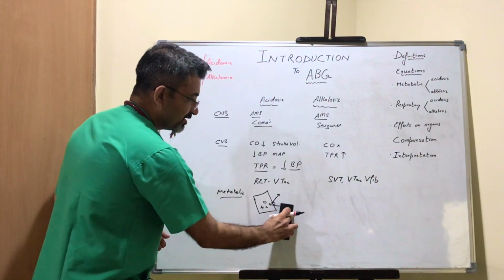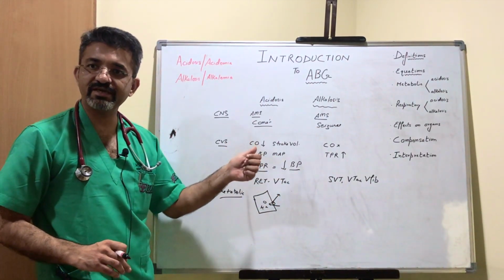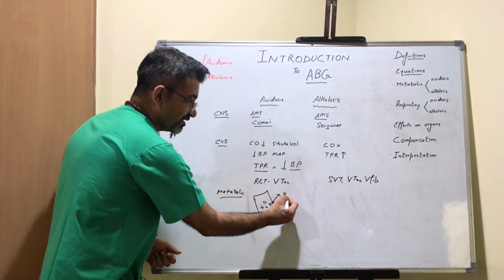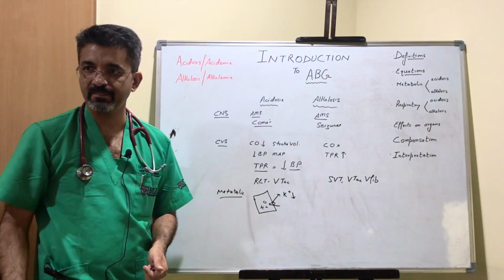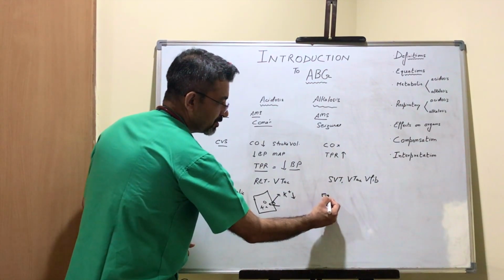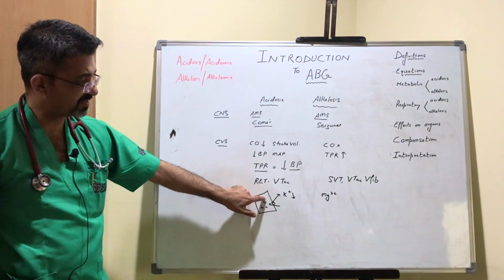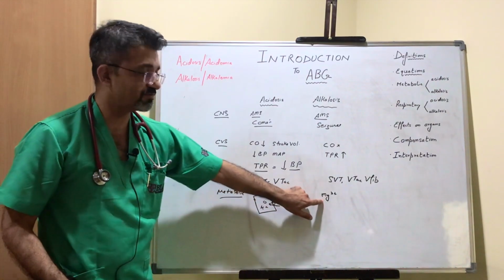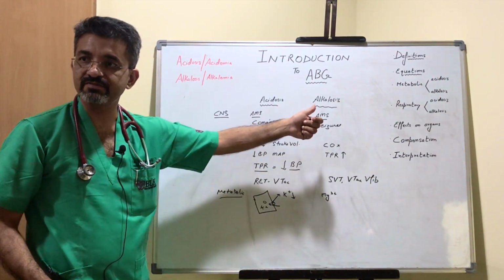Similarly, in alkalosis, your hydrogen ions are less. If your hydrogen ions are less in extracellular fluid, your potassium will be lesser. So you have hypokalemia in alkalosis. The same mechanism applies for magnesium. Lesser the hydrogen ions in the extracellular fluid, lesser would be the magnesium. So you have hypomagnesemia in alkalosis.